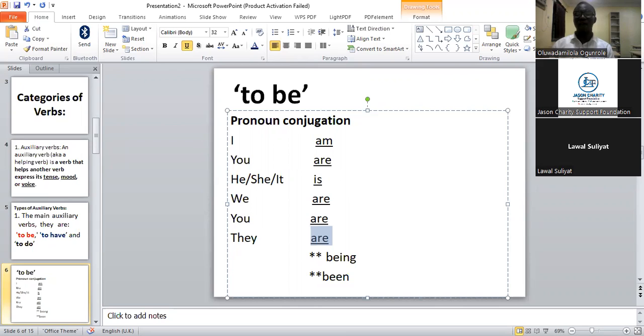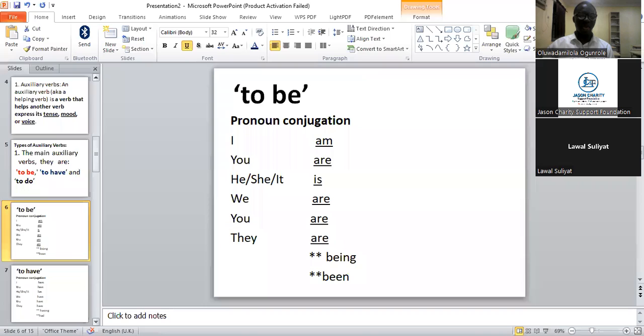So anytime you have any of these tenses and you want to express something in a perfected form, that is something that has been concluded, something that has been finished, an action that has taken place and we have forgotten about, that is when you use the B-E-E-N, been. But if you're talking about something that is still in progress, something that is still going on, something that is still continuous, that is when you use the B-E-I-N-G, being. That is the pronoun conjugation for the verb to be.